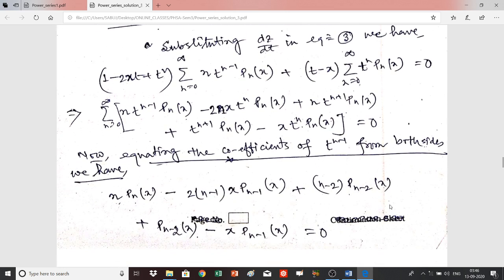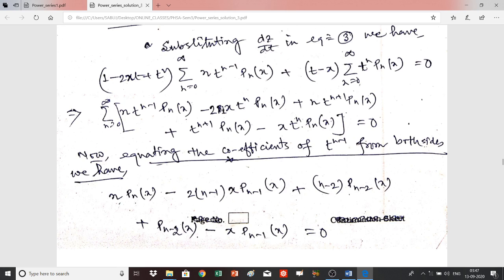Now from this equation, just equate the coefficient of t to the power n minus 1 from both sides. If you wish to compare, okay, no problem. From the first term, the coefficient of t to the power n minus 1 is n into Pn minus x. Okay, from the next term, since you are here to take the coefficient of t to the power n minus 1, here n should be replaced by n minus 1.